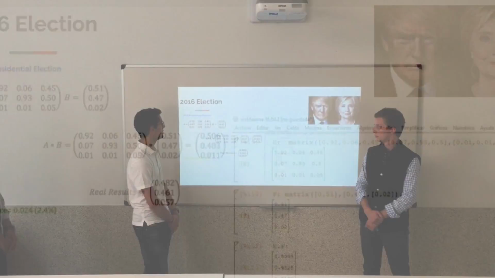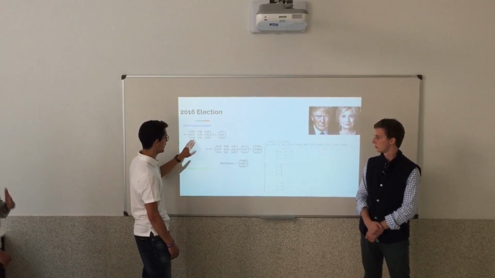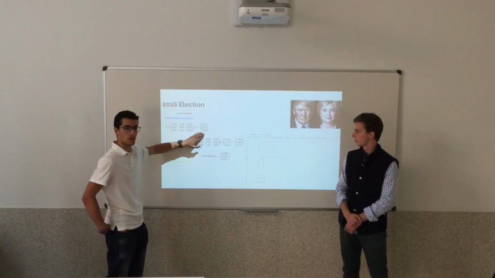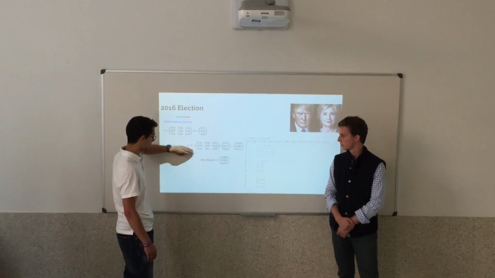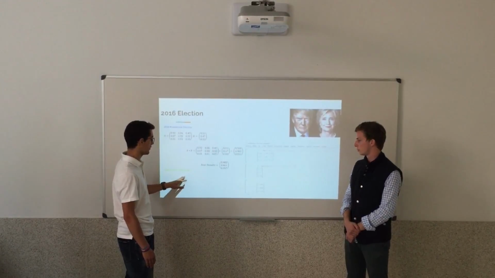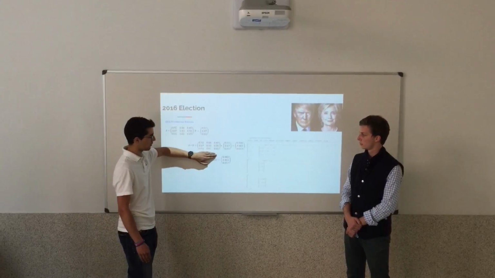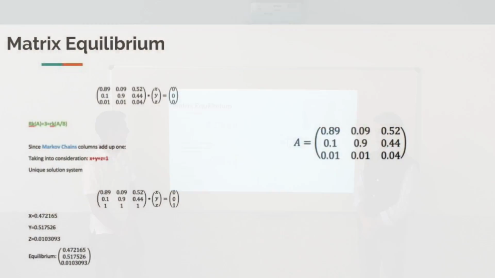And finally, 2016 elections, the same. We made up our two matrices, matrix B with the data from 2012, and after multiplying them, we just got a little difference in some decimals, but they were almost the same results.